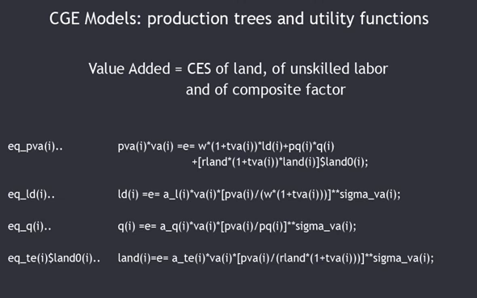I recommend that you do not write this equation by writing LD divided by VA, but LD must be equal to A_L VA, the ratio of prices at the power sigma_VA. Why? Because if you want to derive this expression, it's easier if you write it this way. So if the price of unskilled labor, including taxes, increases, the demand for unskilled labor will be reduced, since sigma_VA is positive.